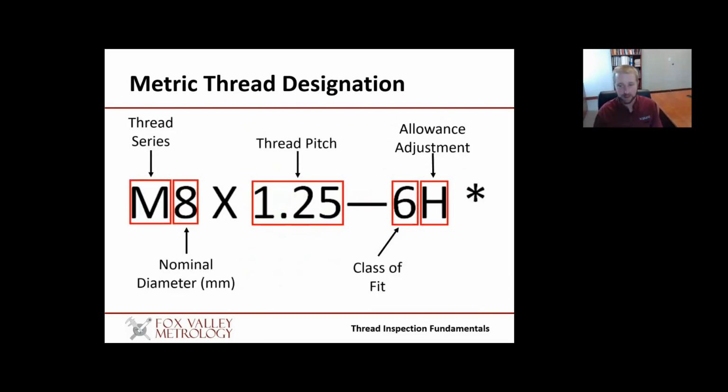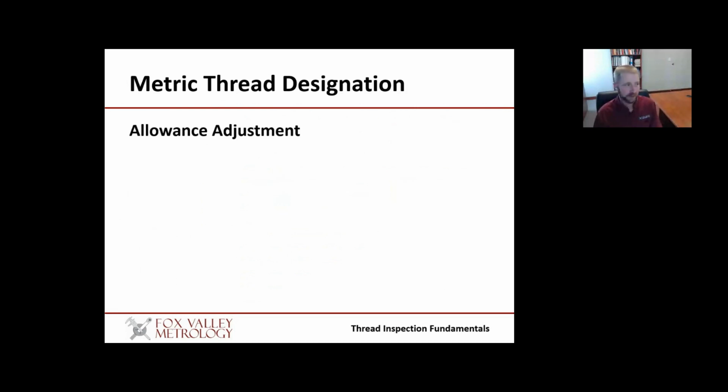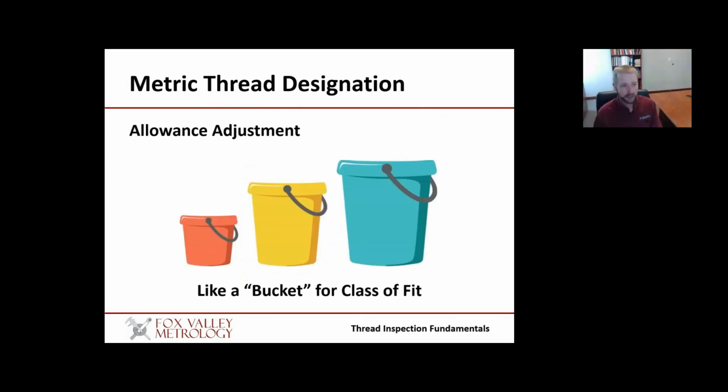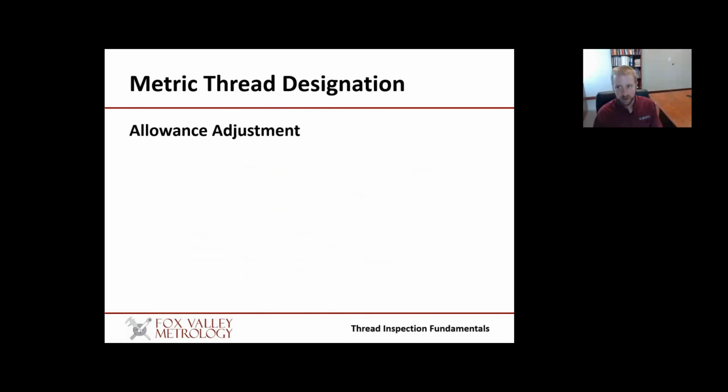Next up then, we have the allowance adjustment. So this is probably the biggest deviation that exists between the metric system and the imperial system. Basically, when we're talking about the allowance adjustment, you're going to think about this like a bucket for each class of fit. So this allows us to further modify and really hone in on exactly what we're trying to get at with the acceptable allowances within a given thread. Whereas in the imperial system, there's really only one call-out designation for that, here there are 4 primary categories.